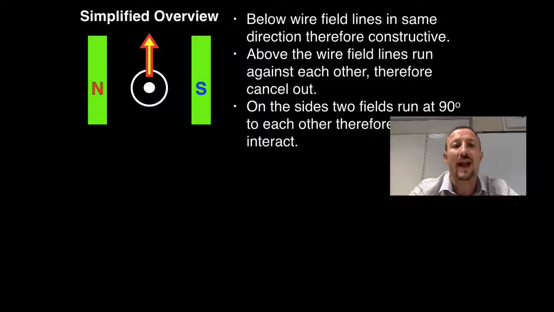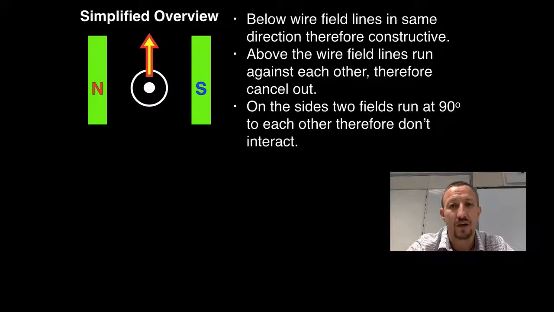Okay, so if we look at a simplified overview, you can see now that we've got the wire coming out of the page. North to south is the direction of the magnetic field, and the result is that the force is pushed upwards. This is due to constructive production of a magnetic field below the wire, diminished or destructive production of field above the wire, and obviously the wire moves from one place to the other.